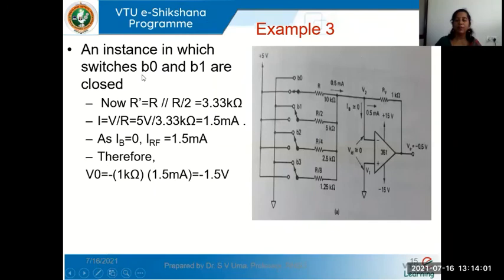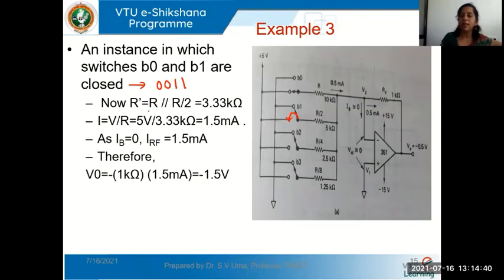You can check for a condition when both B0 and B1 are closed. So what happens in that condition? B0 is closed, B1 is also closed, so both of these are connected here. B2 and B3 are grounded. So this corresponds to a binary value of 0011, right? Wherever I have connected Vref, that corresponds to logic 1. You're getting 0011.